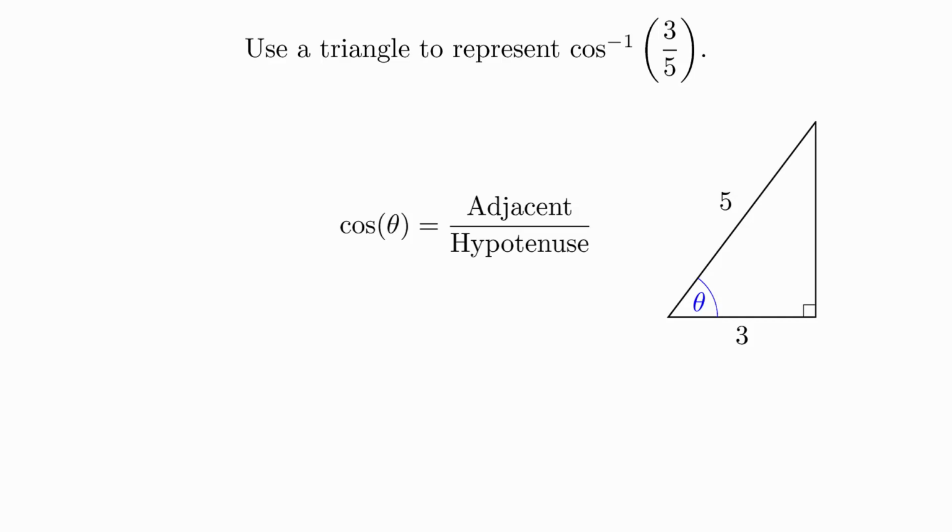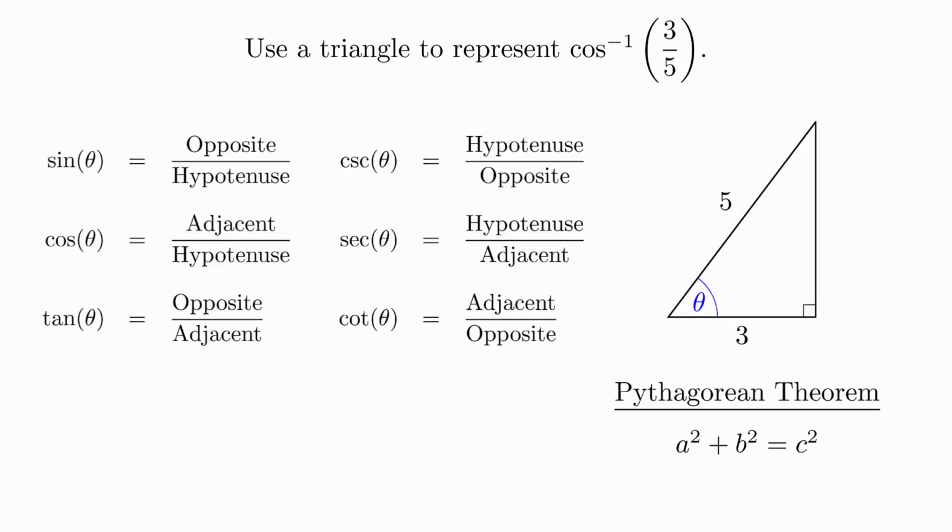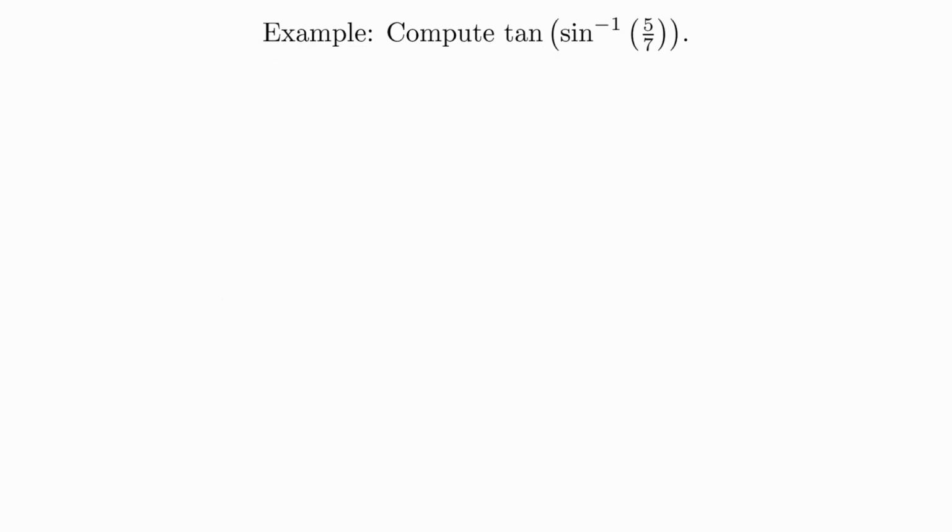But once we have this picture, we can then go further and compute the trigonometric functions of this angle. Recall that if we know two of the sides of a right triangle, we can use the Pythagorean theorem to calculate the length of the third side. Also, once we have all three sides of the triangle, we can compute any of the 6 trigonometric functions relative to the angle. Example: compute tangent of the inverse sine of 5/7.